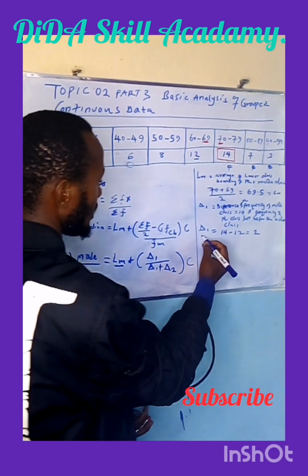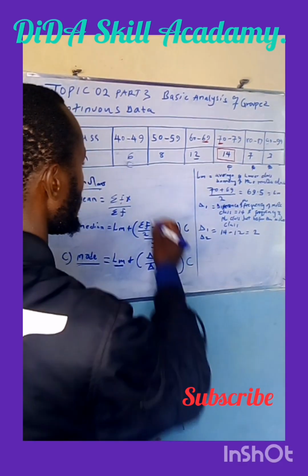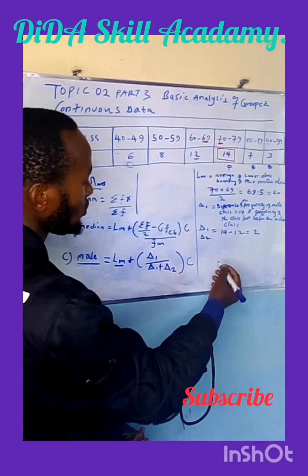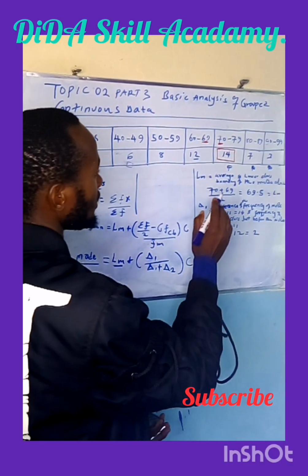Then you have delta 2. Delta 2 is simply calculated by taking the difference.